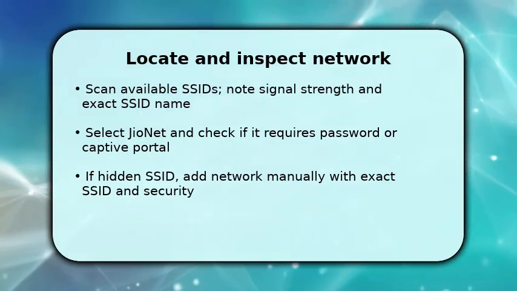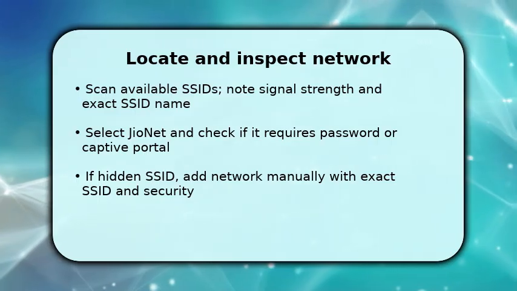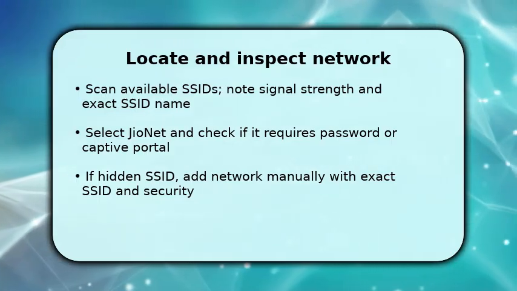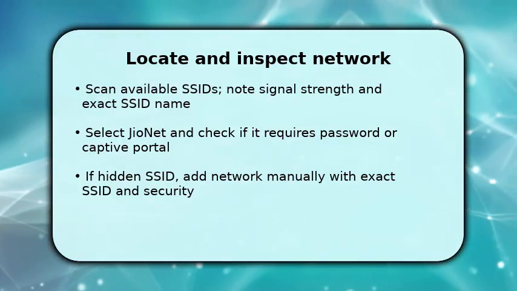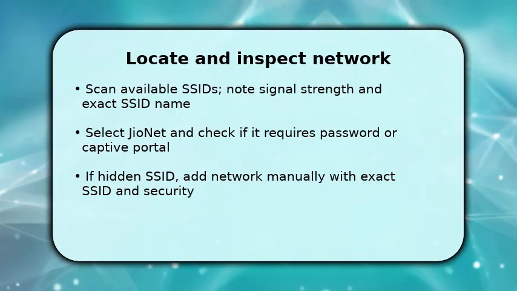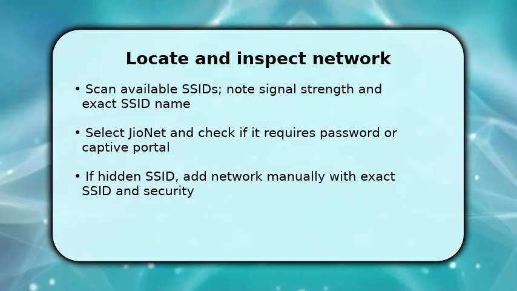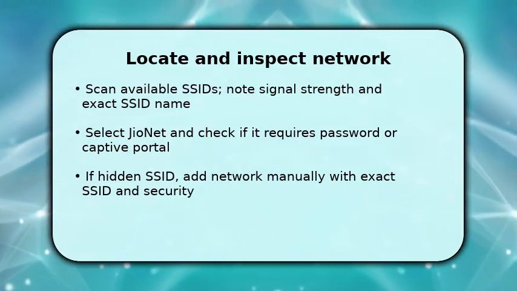If you don't see Jio Net, make sure the source device's hotspot is discoverable. Sometimes you must toggle hotspot off and on. If the SSID is hidden, add it manually using the exact name and security type. This lets your device discover the network even when it won't broadcast.